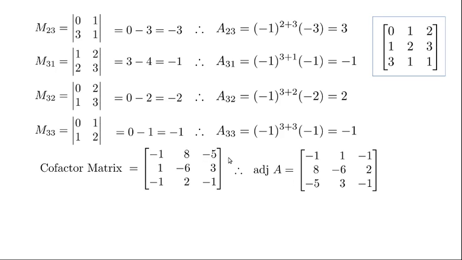Minus 1, 8, minus 5 has become the first column. 1, minus 6, 3, second row has become the second column. And minus 1, 2, minus 1, third row has become the third column. This is the transpose of this cofactor matrix.